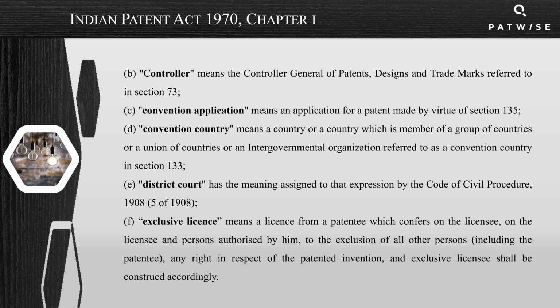A controller is the Controller General of Patents, Designs and Trademarks referred to in section 73. What is a convention application, which we have already seen in previous sessions? What is a convention country? Any country which is a member of a group of countries that are commonly referred to as convention countries. District court, exclusive license.